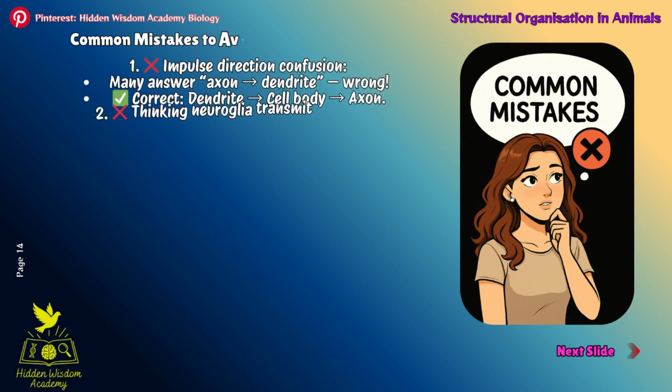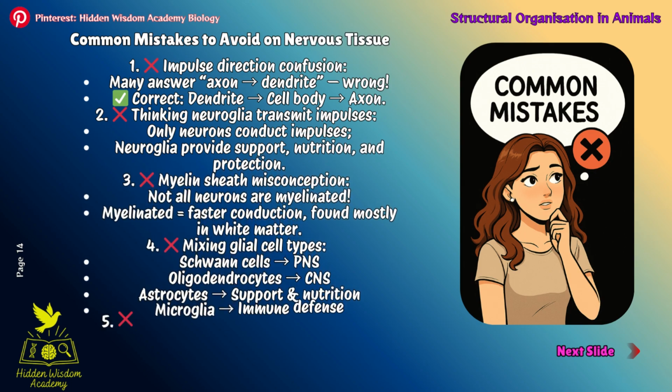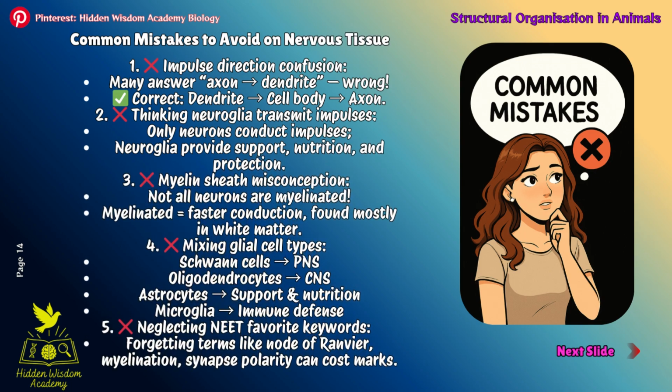Now for nervous tissue, impulses always flow from dendrite to axon, not the other way around. Neuroglia don't send signals, they support neurons. And make sure you remember which glial cells belong where: Schwann for PNS, oligodendrocytes for CNS.